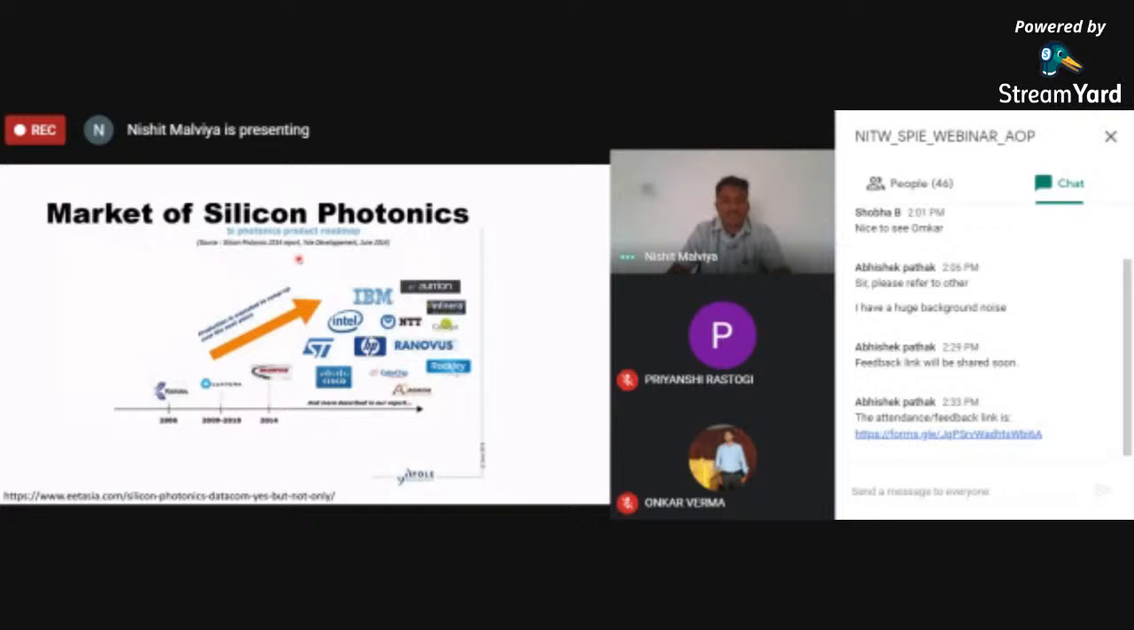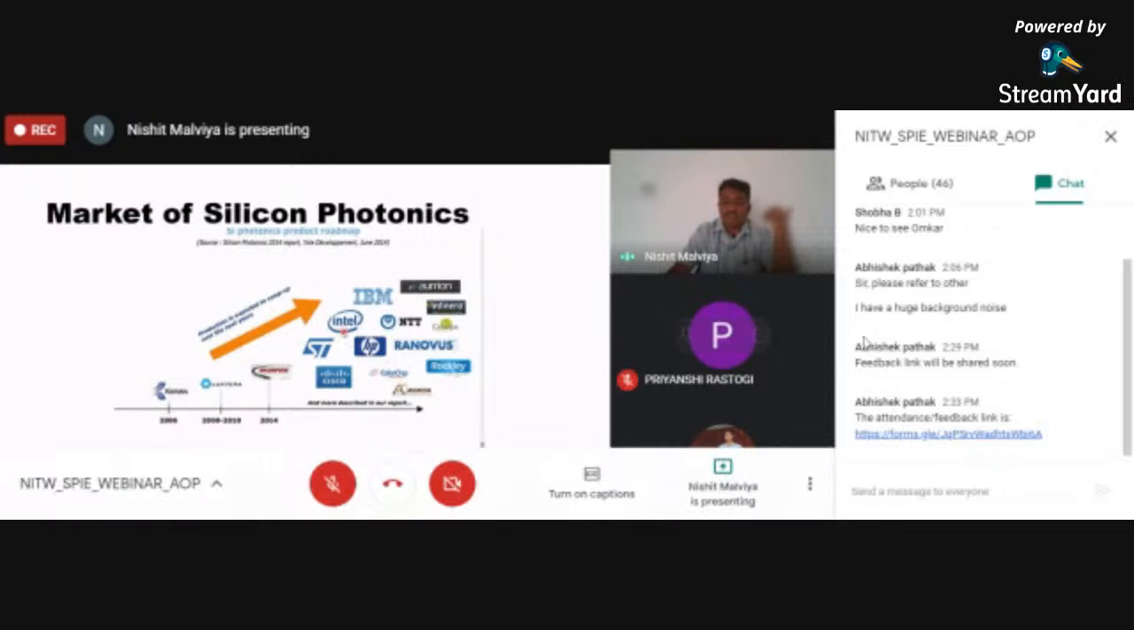Also, in 2006 and 2009, there were very few companies working there. But nowadays, very big players like IBM, who have been working for the last decades, and other players are also investing their money in silicon photonics.